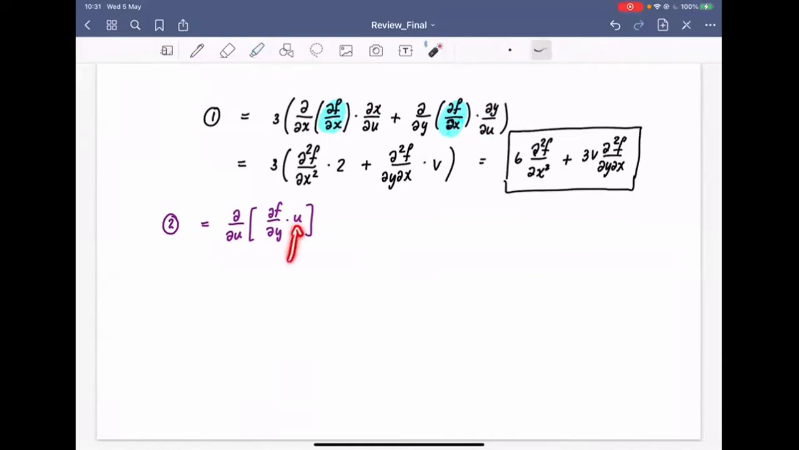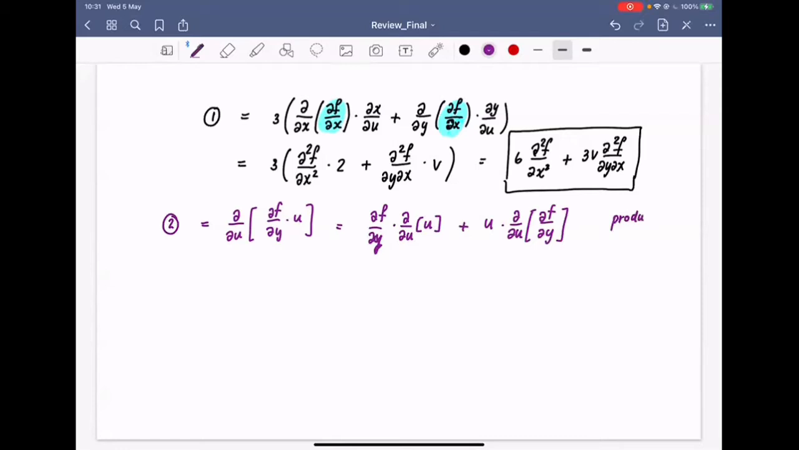This depends on you, and this depends on you too. Well, both of them depend on you. So that means you have to use the product rule. Well, it's going to be: keep the term ∂f/∂y, and then differentiate just u, right? And then keep u, and then differentiate ∂f/∂y. Make sense? Well, this is by the product rule, the product rule for differentiation.